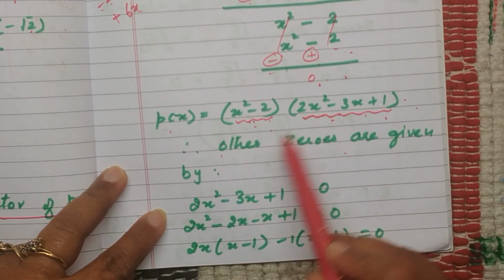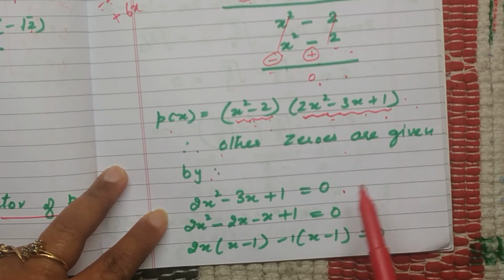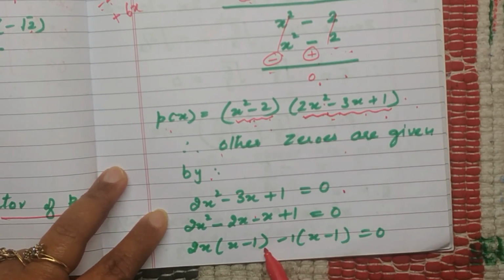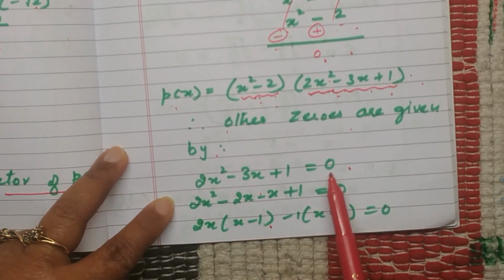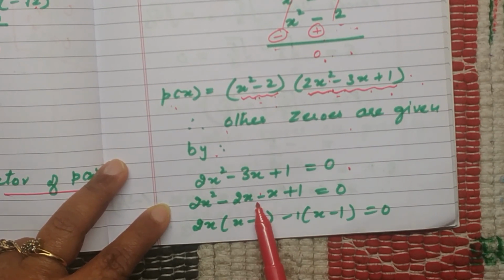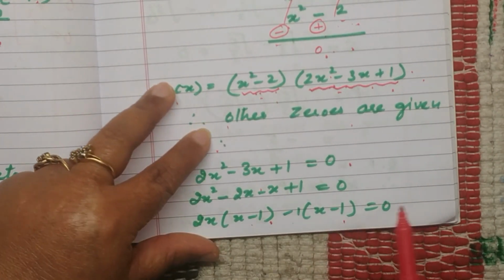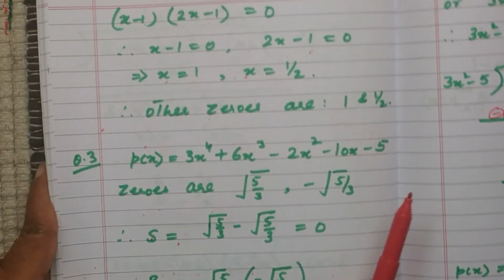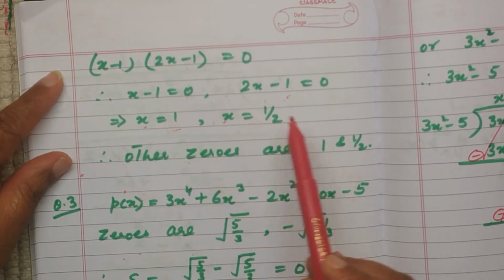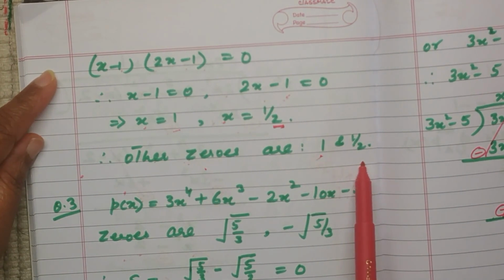Now we know the procedure to find the zeros. I need to equate this polynomial to 0. Since the degree is 2, I will factorize this polynomial and get the zeros. We split the middle term to factorize: 2x square minus 2x minus x plus 1. 2x common, (x minus 1), minus 1 into (x minus 1). So equating the factors to 0, I got x equal to 1 and x equal to 1 by 2. So the other zeros are 1 and 1 by 2. I hope you have understood this.